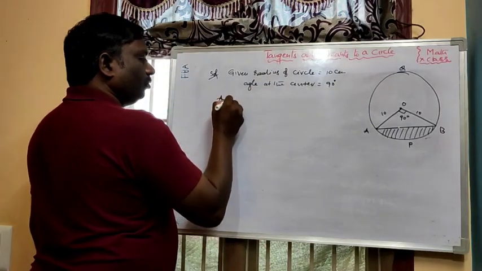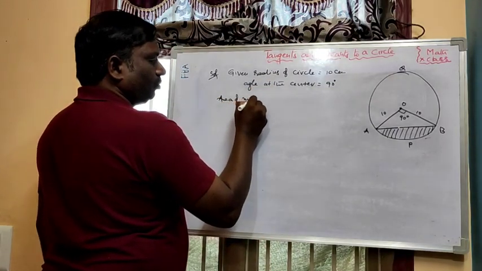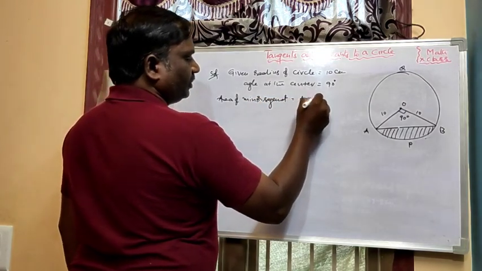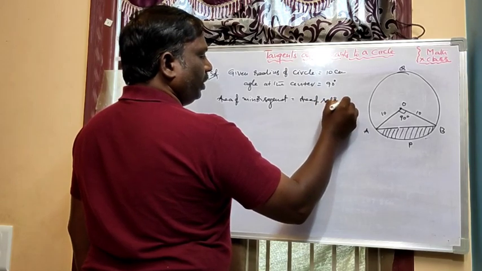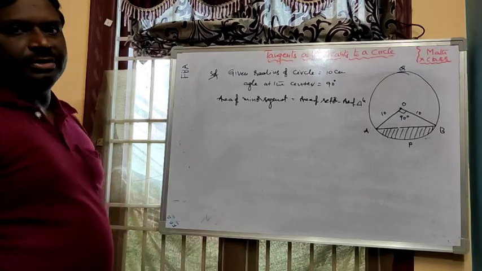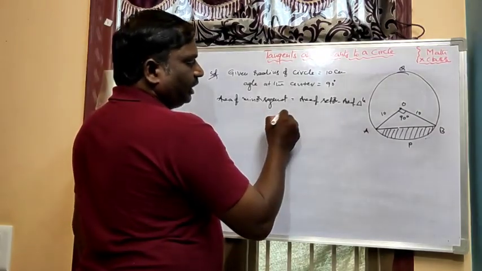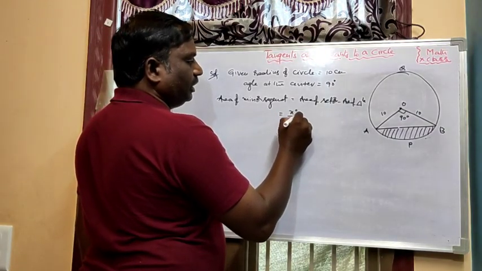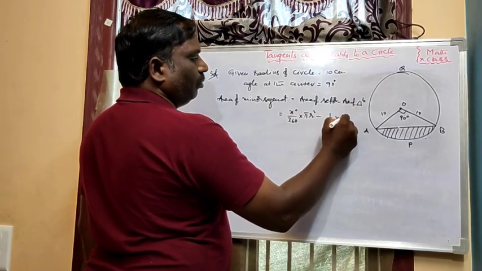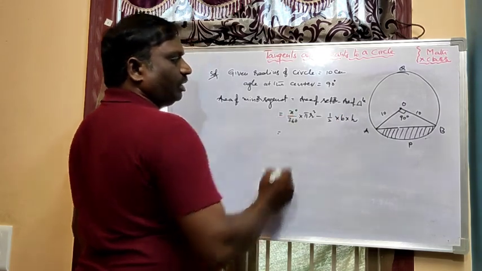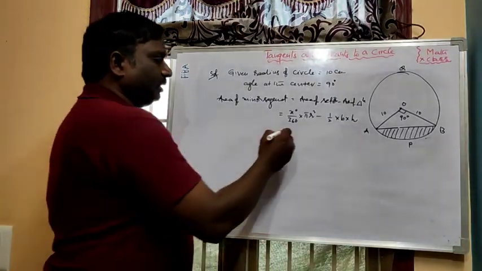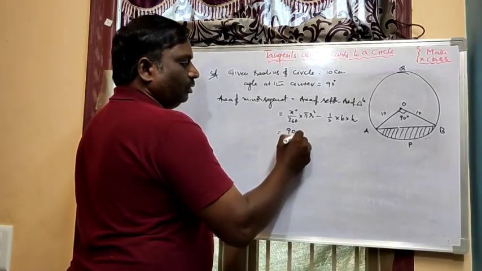So area of minor segment equals area of sector minus area of triangle OAB. So what is the area of sector? x degrees by 360 degrees into pi r square, minus area of triangle, half into base into height. So what is x degrees? The angle made by the two radii at the center is 90 degrees. 90 by 360 into pi r square.